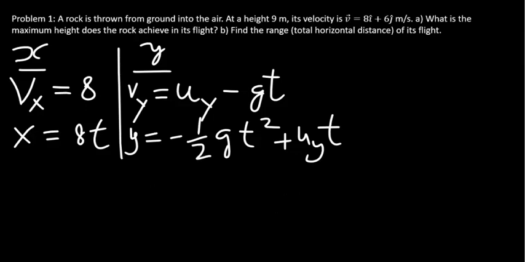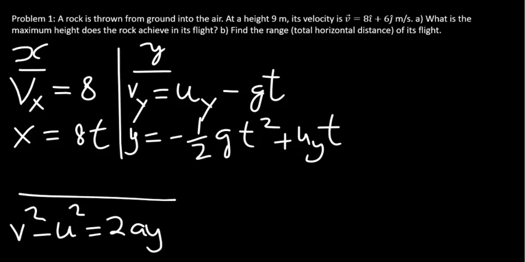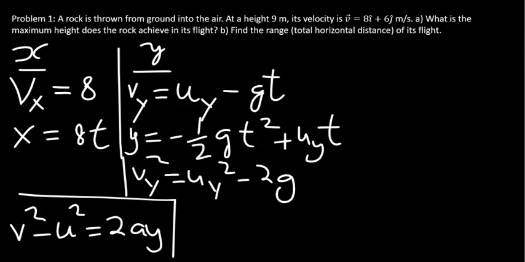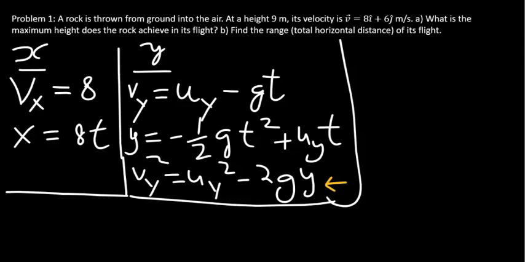There is another kinematics equation that we can use. v squared minus u squared is 2 times acceleration times distance. So applying this along the y-axis, we get v_y squared equals u_y squared minus 2g times the distance covered along the y-axis. Now let's first use this equation to determine u sub y. We know when y is 9 meters, v sub y is 6.